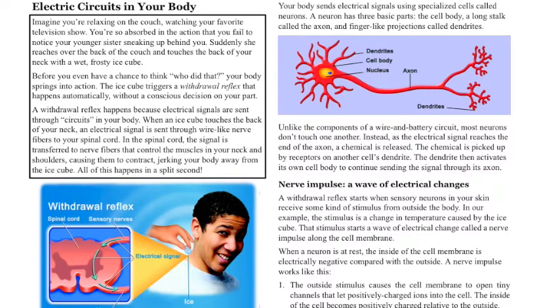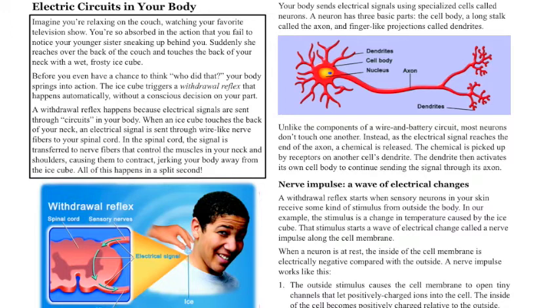Electric circuits in your body. Imagine you're relaxing on the couch, watching your favorite television show. You're so absorbed in the action that you fail to notice your younger sister sneaking up behind you. Suddenly, she reaches over the back of the couch and touches the back of your neck with a wet, frosty ice cube. Before you even have a chance to think, who did that?